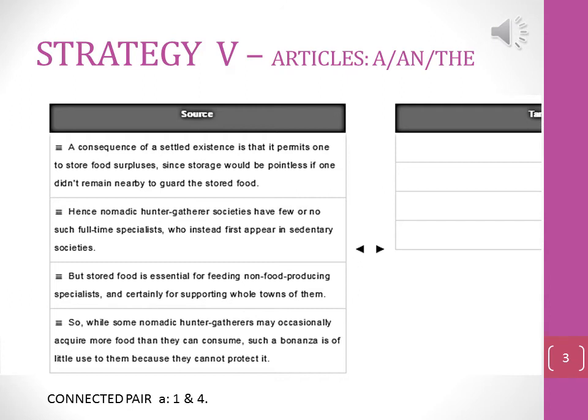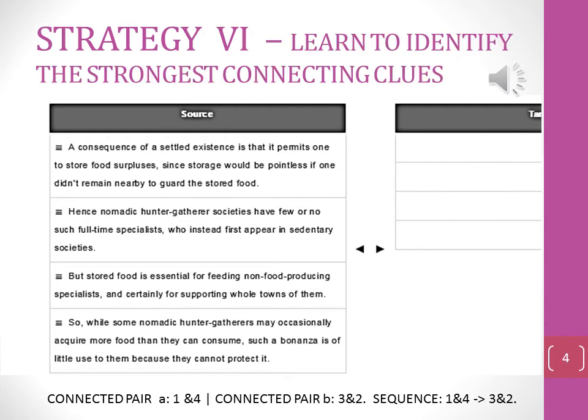Okay, therefore using both the such and hence, we come up with our answer: 1 and 4, connected pair A, connected pair B, 3 and 2, and then we put 1 and 4 first, and then 3 and 2 because of a consequence of a settled existence, because of the article clues.